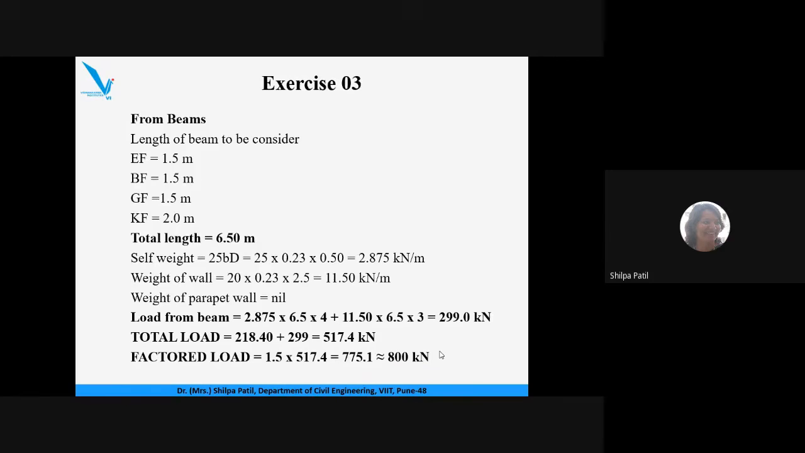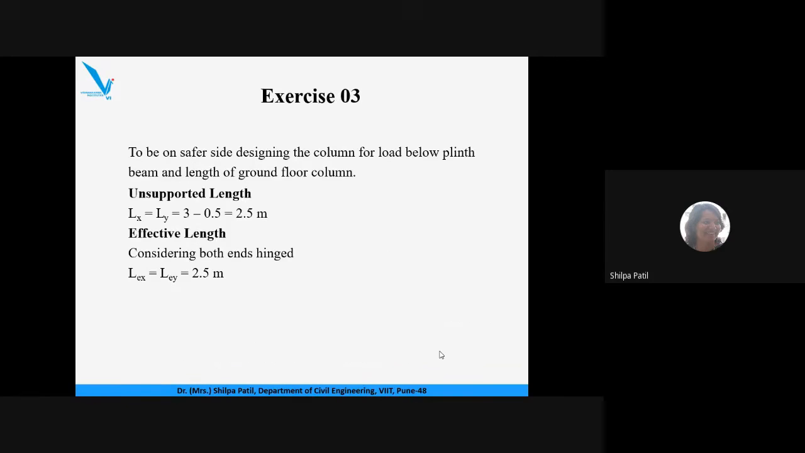Now once you know what is the load acting on a column, the further steps are easy. Next step is finding the effective length. Now see the statement I have written here: to be on the safer side, designing the column for load below plinth beam and length of the ground floor column is to be considered. I have already explained this, that if I'm considering the total load acting on a column, or if I'm designing a column below the plinth level, I should use the length of the column below plinth. But that length is normally always provided lesser.